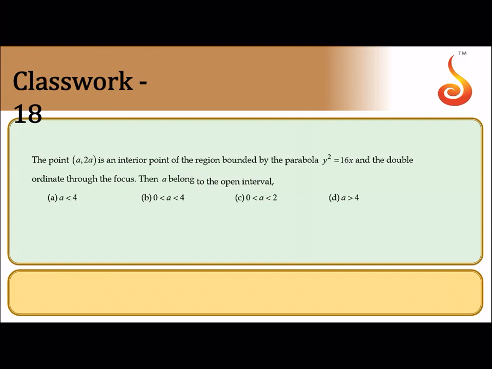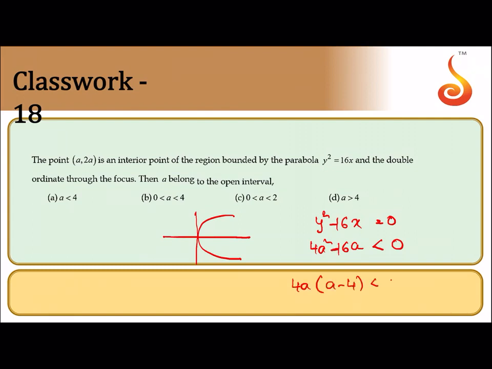Example 18. The point (a, 2a) is an interior point of the region bounded by the parabola y square equal to 16x and the double ordinate through the focus, then a belongs to which open interval. Same type of question. The parabola is given to you, y square minus 16x equal to 0. If you substitute, 4a square minus 16a must be less than 0.